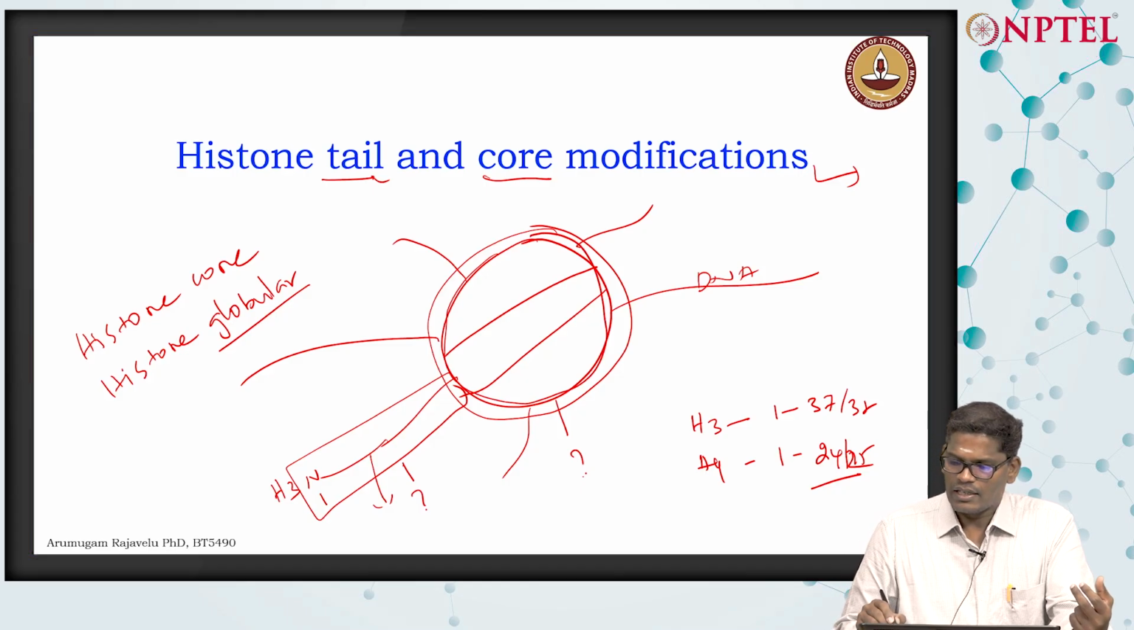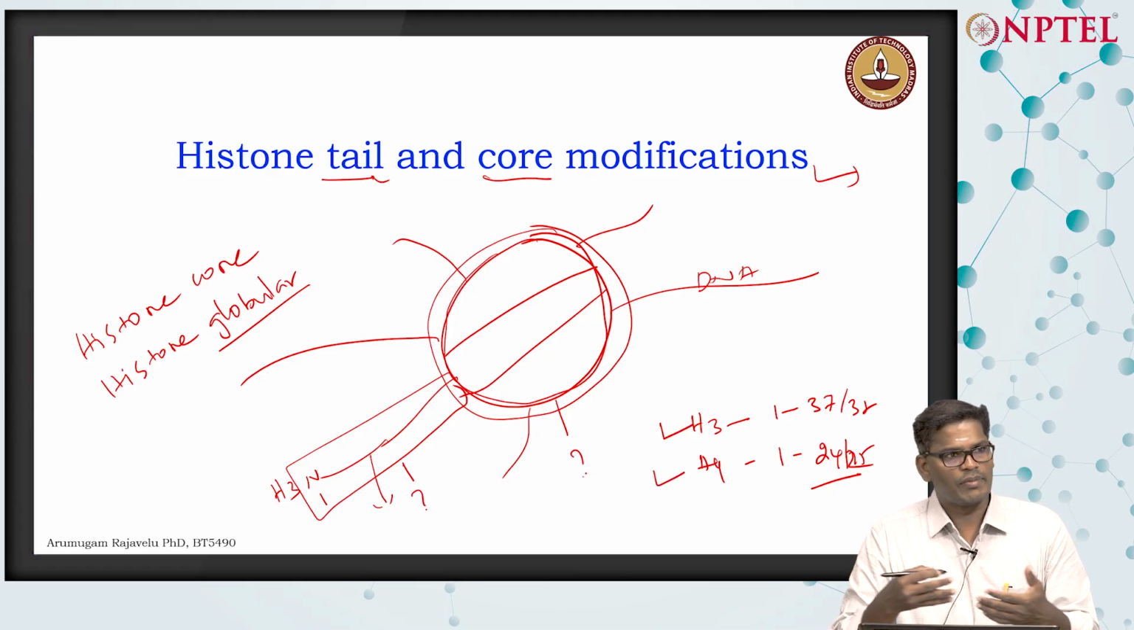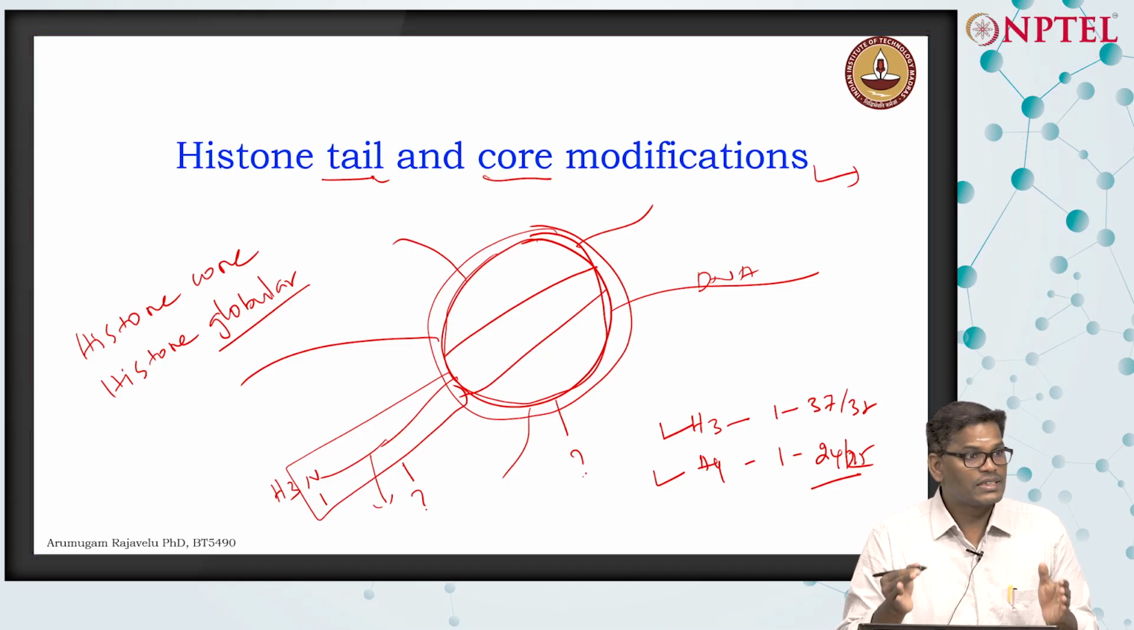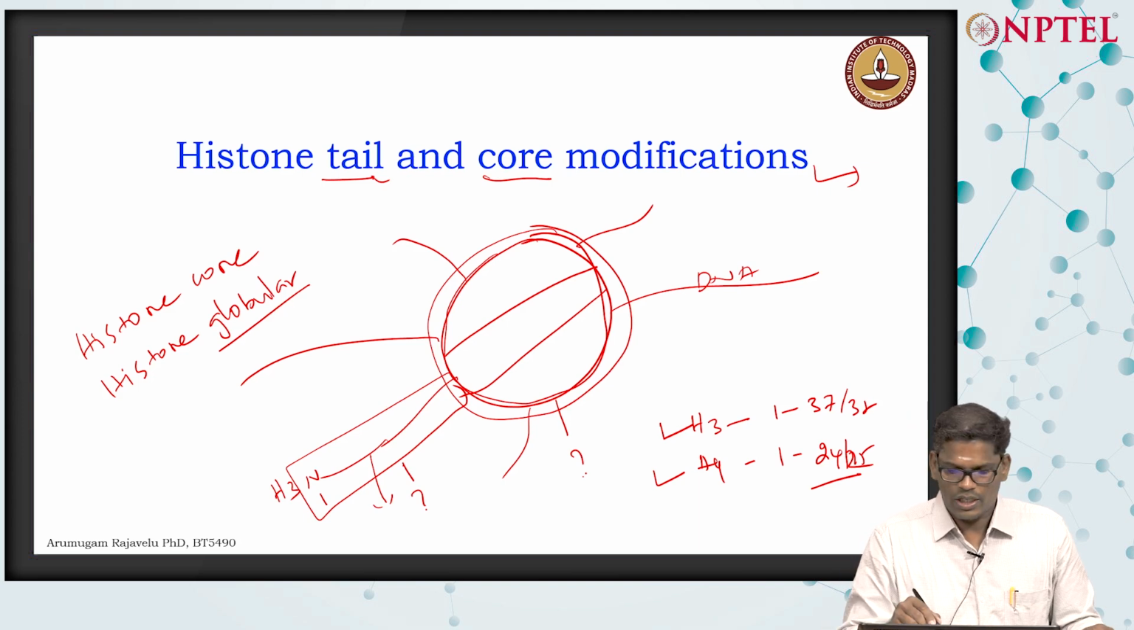Similarly for the tail, almost all tails are modified, but the major epigenetic modifications we will see are on histone 3 and histone 4. Recent evidence and many other histones have been reported, but the classical epigenetic modifications, which you define as canonical or classical, are well studied and linked with inheritance and epigenetic phenomena. That alone I will explain in detail in the upcoming few classes.